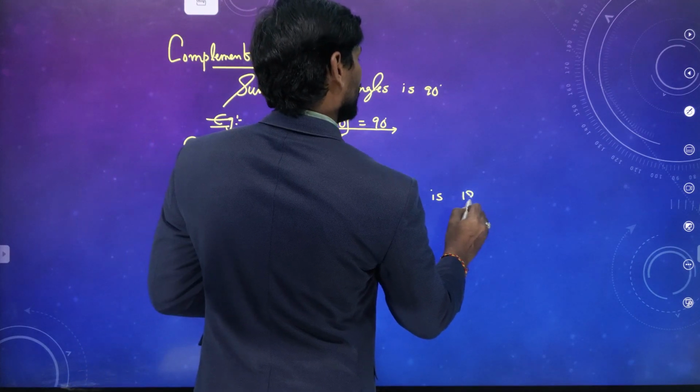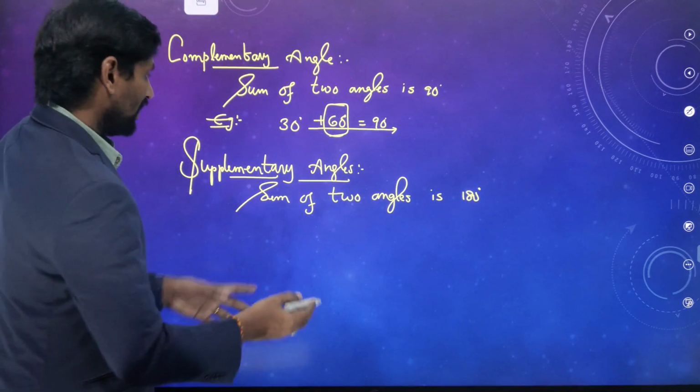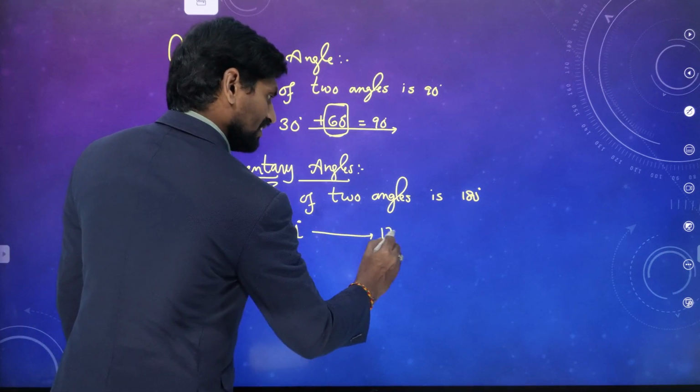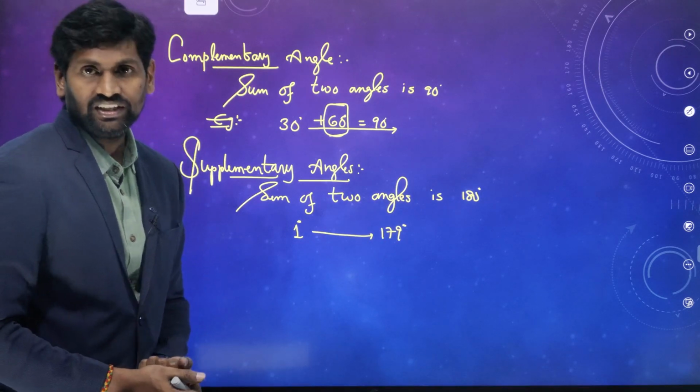Sum of two angles is 180 degrees. Such type of angles are called supplementary angles. Okay, let us see. What is the supplementary angle for 1 degree? 179 degrees. Then 1 plus 179 becomes 180 degrees.